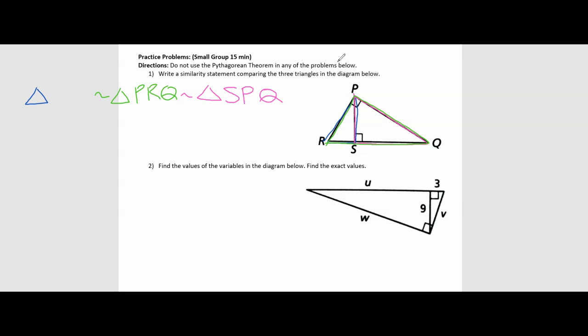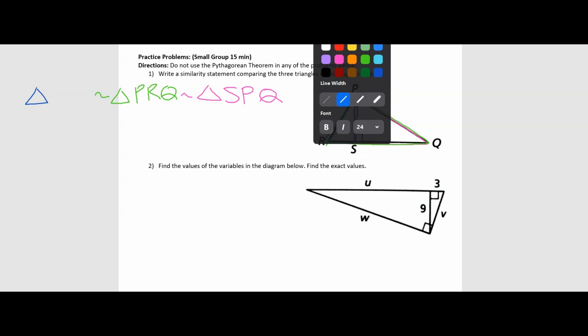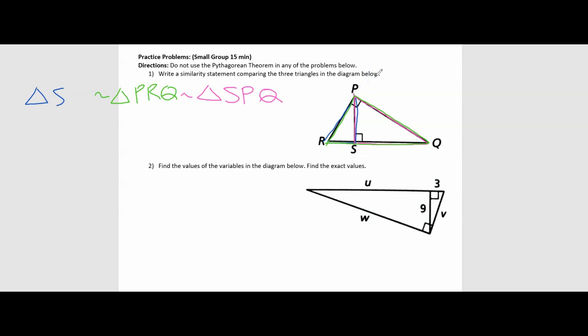Now I'm going to compare the green to the blue. The blue right angle is angle S, so that needs to go in the same spot as angle P. So again, that's going to come first. Blue and green both share R, so the R's need to come second for both. And then the angle that I'm missing for blue is P, and by process of elimination, P is the angle that is congruent to Q. So here's our similarity statement.